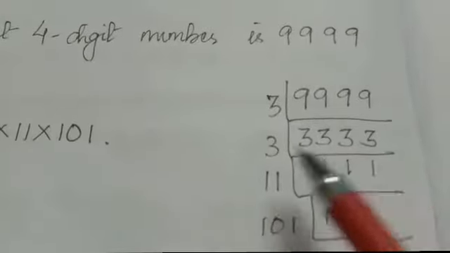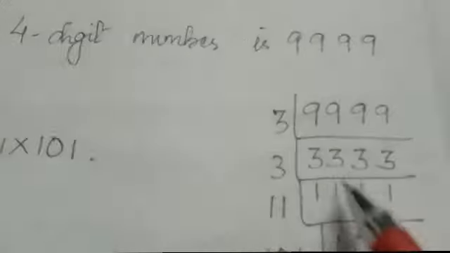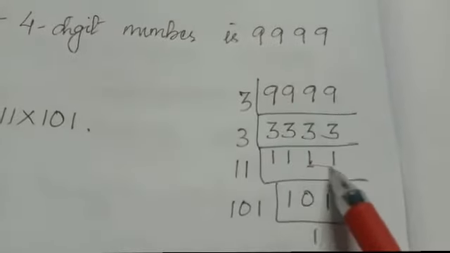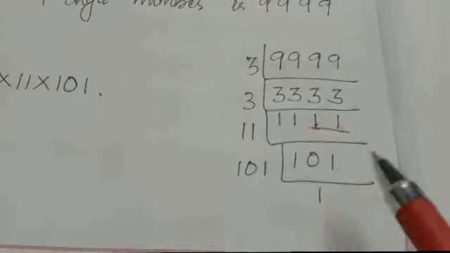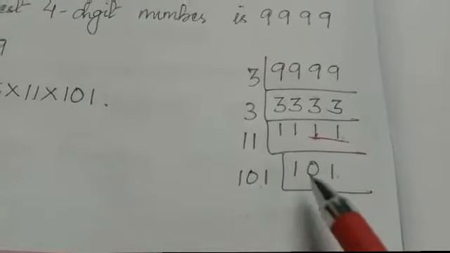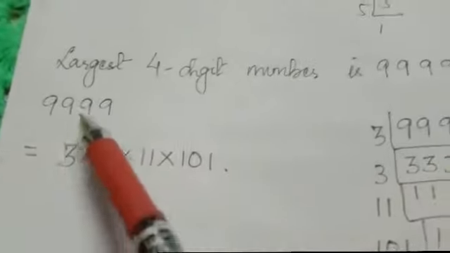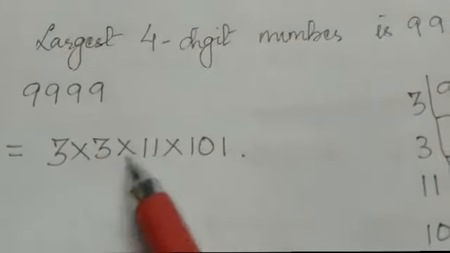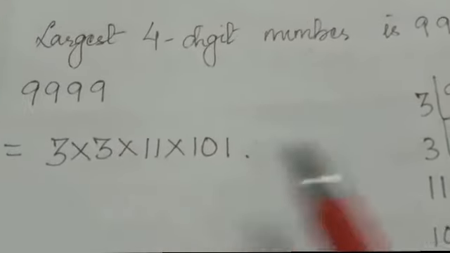So we have to divide by 11 now. 11 1s are 11. 11 cannot divide 1. So 0, then 11 1s are 11. So 101 1s are 101. So 9999 can be written as 3 into 3 into 11 into 101.